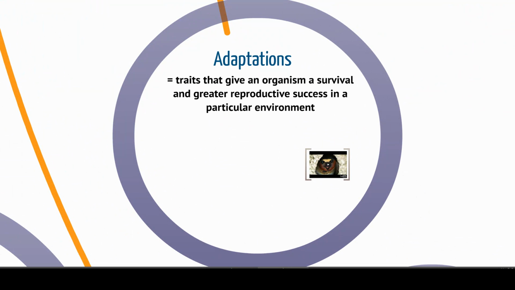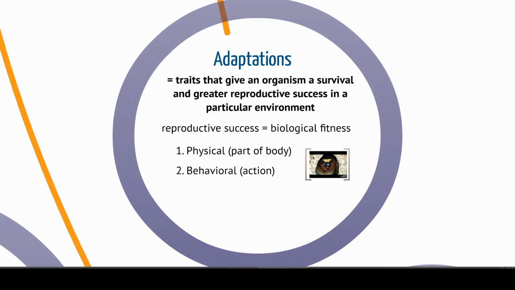An adaptation is a trait that gives an organism greater reproductive success and survival in a particular environment. So adaptations are what natural selection is actually going to act on. Again, remember that reproductive success is what we mean by biological fitness. Adaptations can include physical adaptations, so parts of the body, behavioral adaptations, those would be actions that an individual takes, and physiological adaptations, and this would be some kind of chemical reaction inside the body. Producing a toxin or being able to break down a toxin would be examples of physiological adaptations.